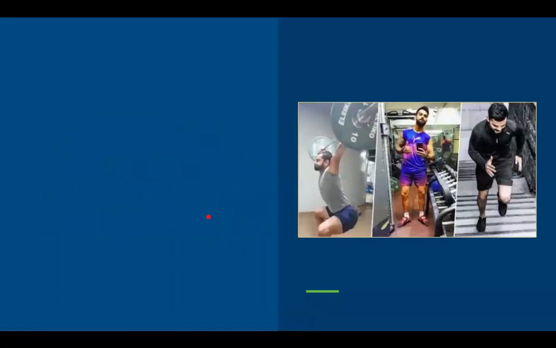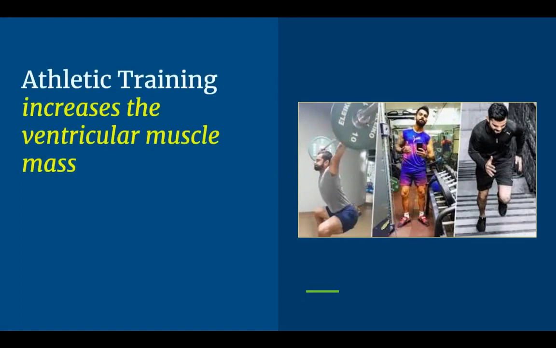When an athlete does physical training, that increases the ventricular muscle mass. The physical training increases the ventricular muscle mass, and that increases the stroke volume. So the same amount of cardiac output can be achieved with a lesser heart rate, because cardiac output is equal to stroke volume times heart rate.